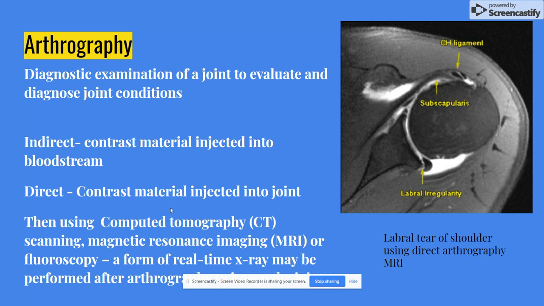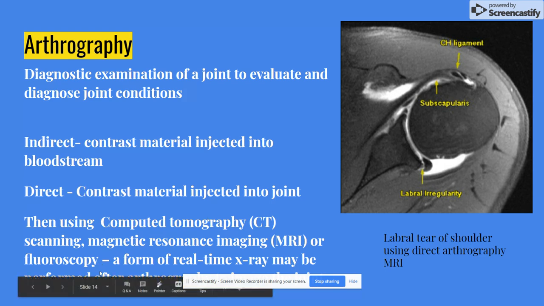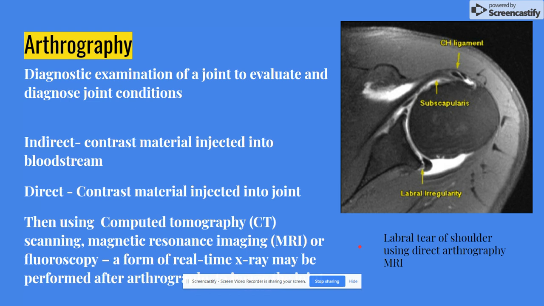So there are three ways which we can look at arthrography, and that's with a CT, a computed tomography scan, an MRI, magnetic resonance imaging, or fluoroscopy, which is a really cool X-ray. Google it or YouTube it, really. It's pretty interesting.